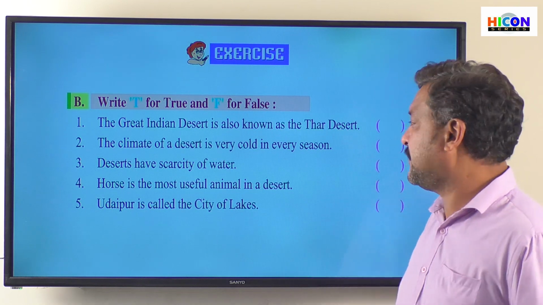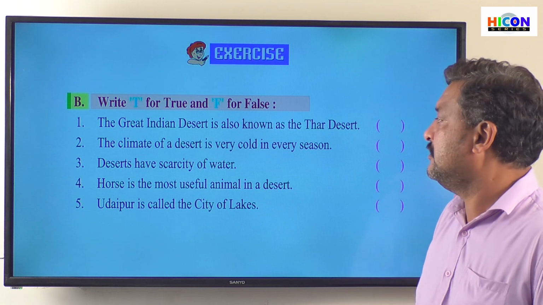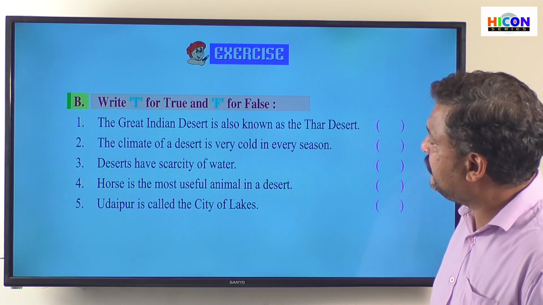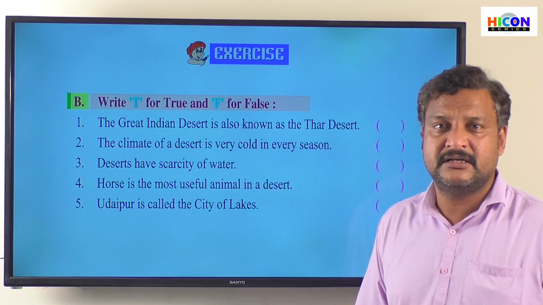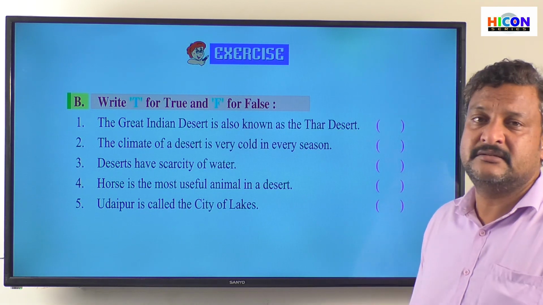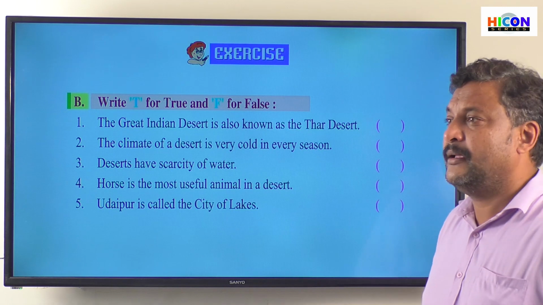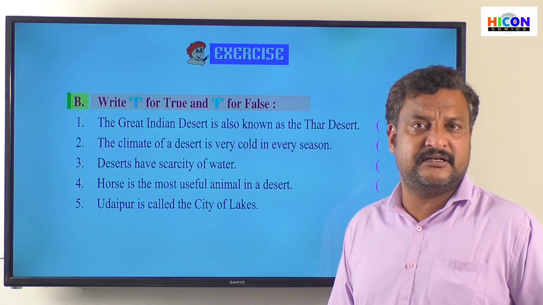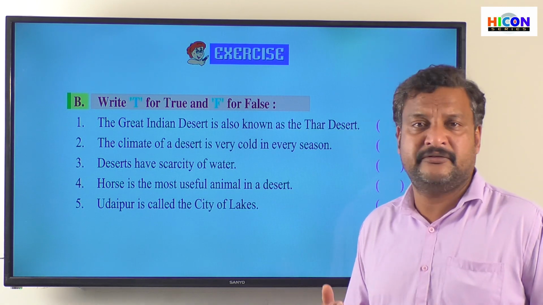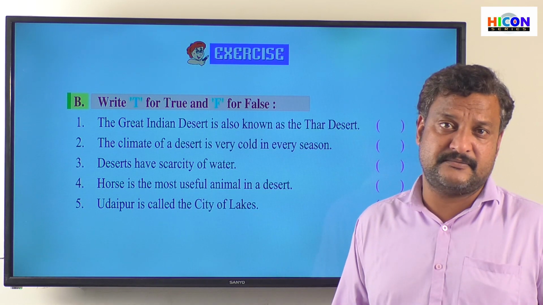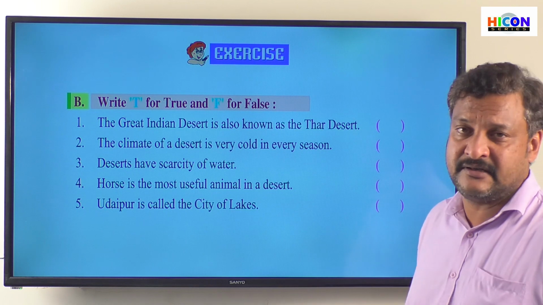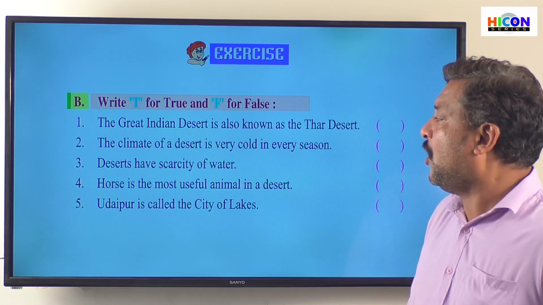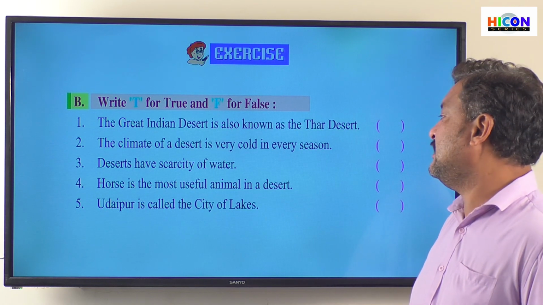3. Deserts have a scarcity of water. It's a true statement. The answer is true. Why? It never rains much in the deserts. There are no definite water sources in deserts. So the deserts have a scarcity of water. Horse is the most useful animal in the desert.